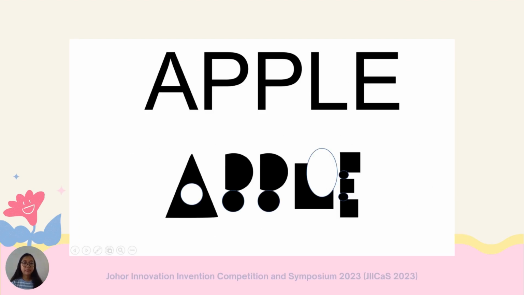So the next slide. Like what I said earlier, the black dots in their eyes will cover the words or numbers to form the letters. So as you can see, the dots on the A, P, P, L, E, they cover the shape of the geometric and they form the words clearly. So I hope people with blind spot syndrome can see the words or numbers clearly.